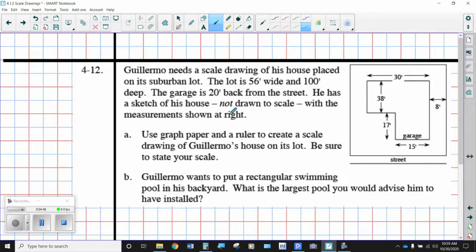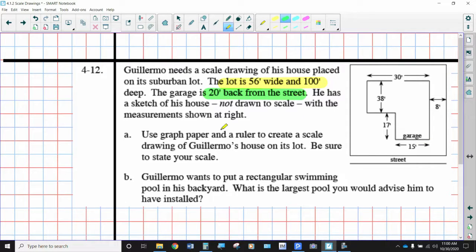All right, so let's apply this in a different context. It says Guillermo needs a scale drawing of his house placed on its suburban lot. The lot is 56 feet wide and 100 feet deep. Garage is 20 feet back from the street. All right, so I'm going to do some highlighting. These are the dimensions of the lot. It's a rectangular lot that is 100 feet in this direction and 56 feet in this direction. The garage, this distance right here is 20 feet away from the street.